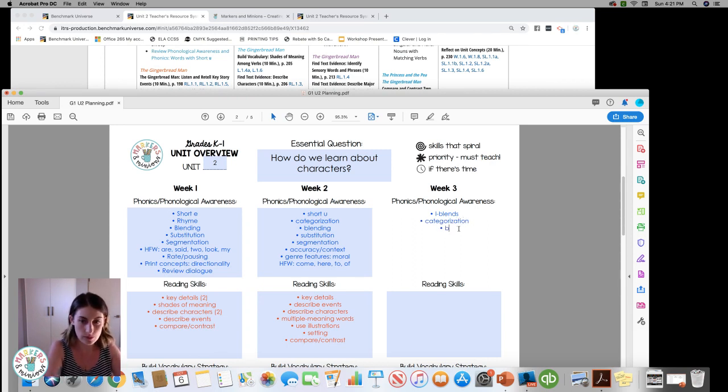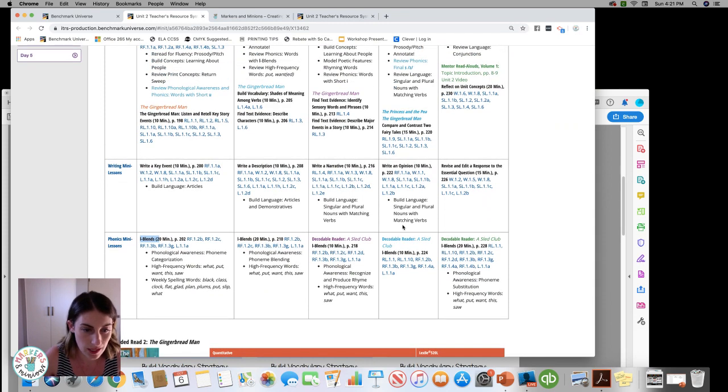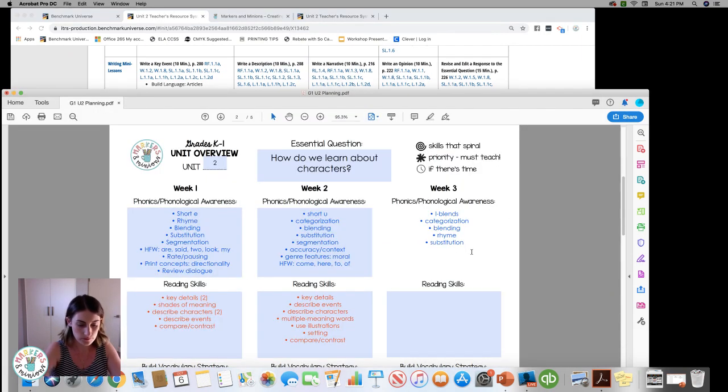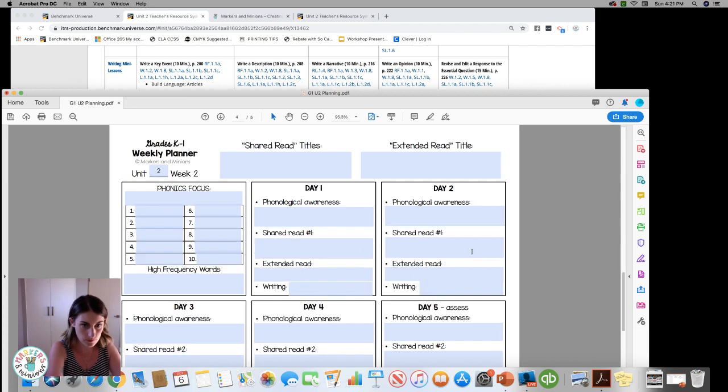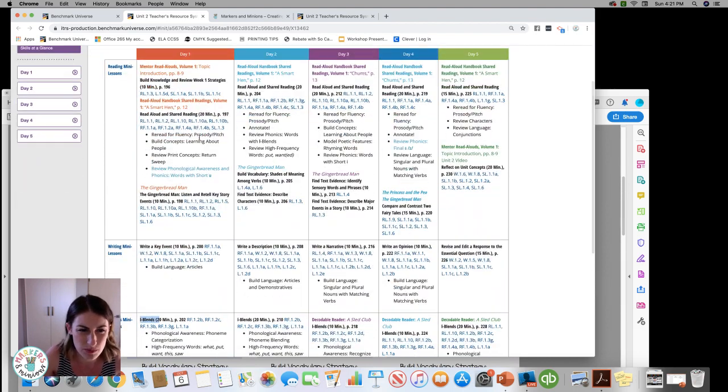Categorization, blending, rhyme, substitution, was that it? Yeah. Okay. High frequency words: what, put, want, this, saw. What, put, want, saw. Okay, now let's look up at these shared reads and pull some of these out.